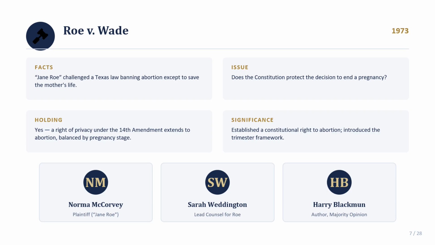I'm going to use the same kind of case brief structure that we've been using: the facts, issue, holding, and significance. Jane Roe, a pseudonym for Norma McCorvey, was the plaintiff, and she challenged a Texas law that banned abortion except to save the mother's life. Sarah Weddington served as the lead counsel arguing for Roe. Harry Blackmun gave the majority opinion.